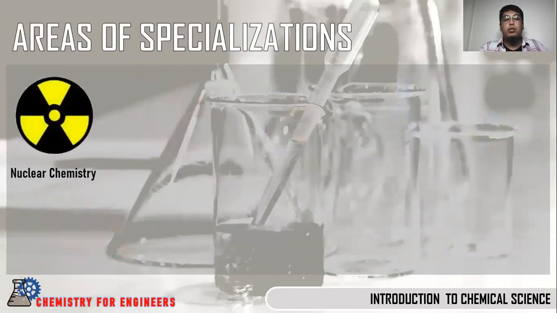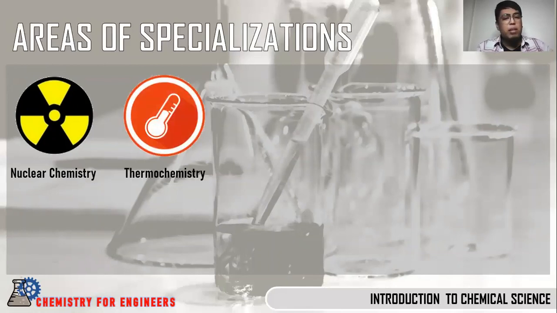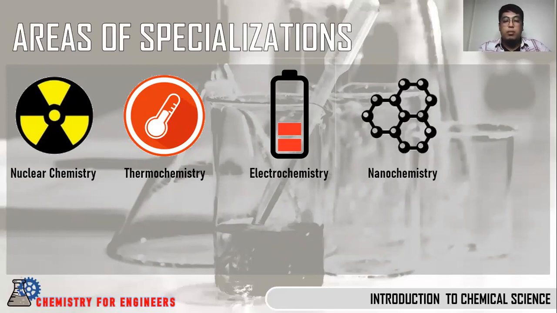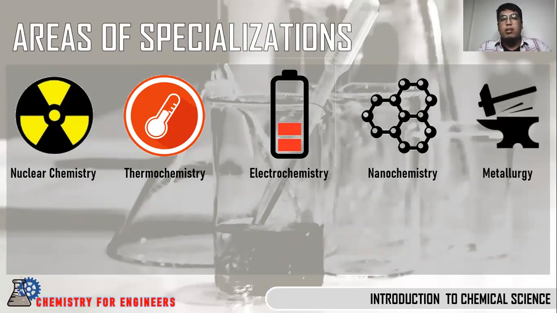Aside from that, you also have your nuclear chemistry that deals with nuclear reactions and how to harness nuclear reactions to get energy. You also have your thermochemistry that deals with heat and matter. Electrochemistry that deals with electrochemical reactions. If you are familiar with the term redox or reduction oxidation reactions, we study that in electrochemistry and the practical applications of electrochemical reactions. You have your nanochemistry that deals with nanomaterials. It's the chemistry of nanomaterials, which is very, very small materials. You have also one of the oldest forms of chemistry, which is called metallurgy. So the processing of your metals.